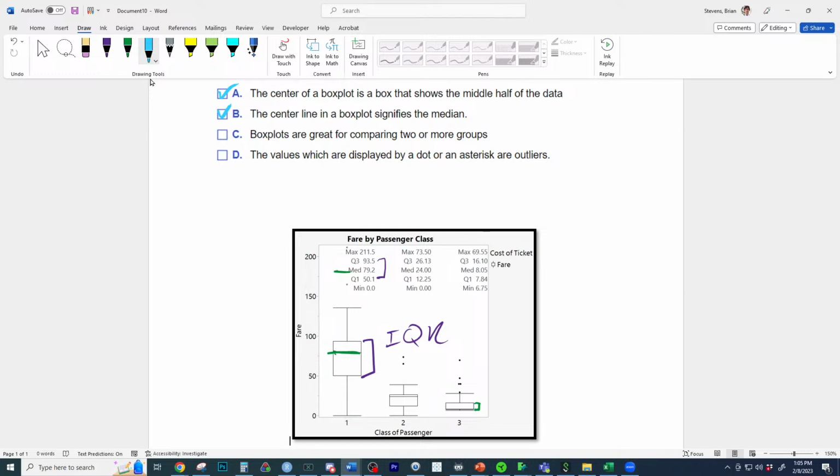Box plots are great for comparing. What do you think? Are box plots, plural, great? And that's not a box plot, but box plots are great for comparing multiple groups. Yes or no? Are box plots, plural, great for comparing multiple groups? Oh, yeah. Side-by-side box plots, great stuff.